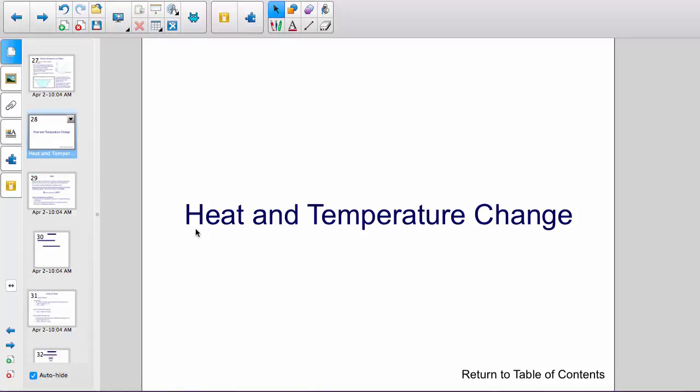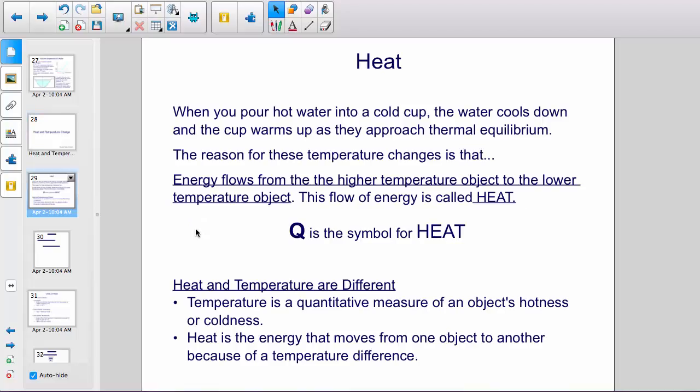Heat and temperature change. At the beginning of this unit, we introduced the idea of temperature, and we talked about heat as well. There is a relationship between the two, but it is that heat relates to the change in temperature, as we'll discuss in a moment. Let's consider the following. When you pour hot water into a cold cup, the water cools down and the cup warms up. Eventually, they'll have the same temperature.